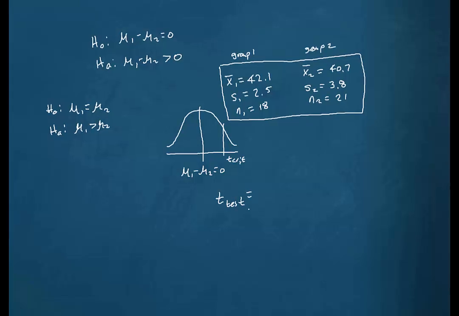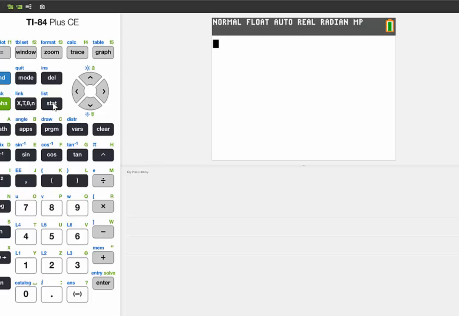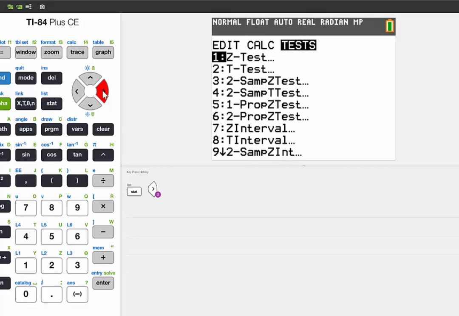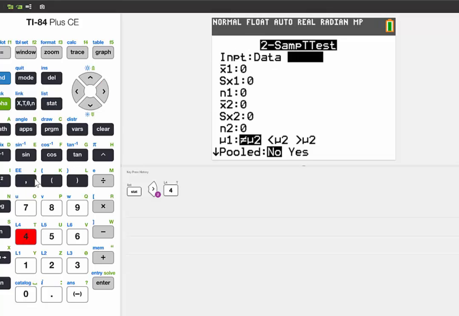So let's do that. So we would begin by pushing stat, go over to tests, and then press 4 for two-sample t-test. Indicate to the calculator whether we are going to input data or stats, data from a couple of lists or statistics that have already been calculated, which is what we're going to do.